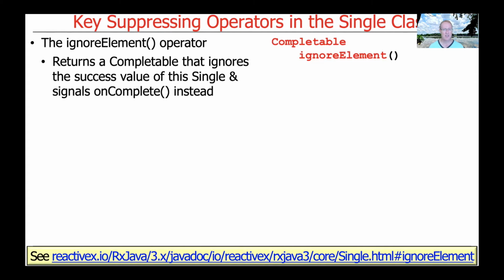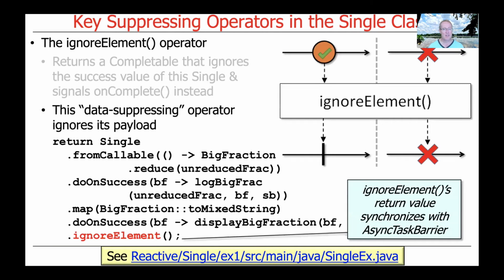As you can see, this method takes no parameters and returns a Completable, which is a type that is very simple. It simply says it's done, and it gives back an onComplete method callback no matter what happens. This data suppressing operator simply ignores its payload.